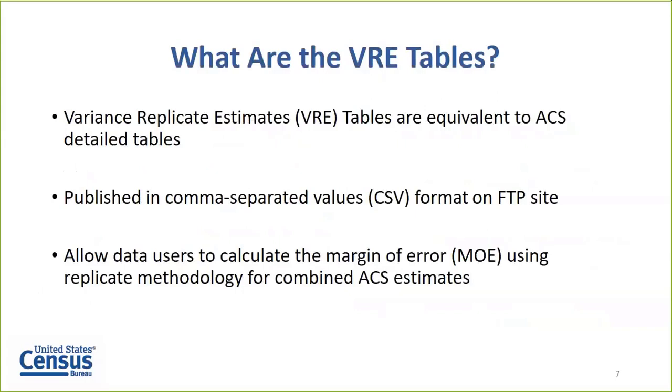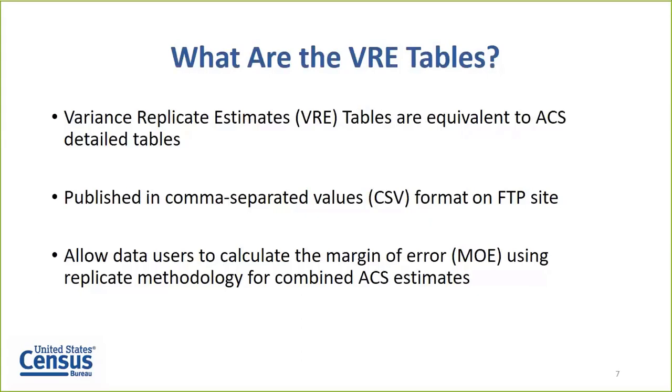Thank you, Charles. Once again, my name is Sears Fuller, and I'm in DSSD, the Decennial Statistics Studies Division. So the Variance Replicate Estimates, or VRE tables, are equivalent to the detailed tables published on data.census.gov. The VRE tables are published on the FTP site in comma-separated values, or CSV formats. This allows you to easily read the data into statistical software.